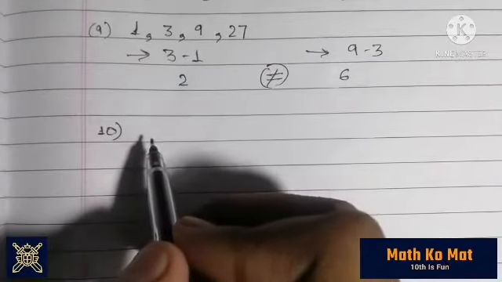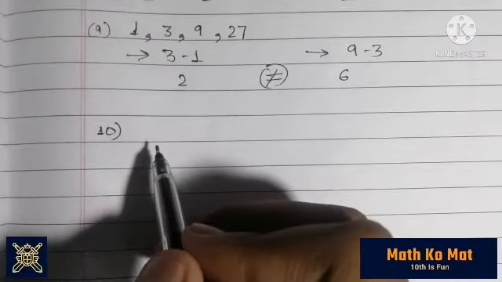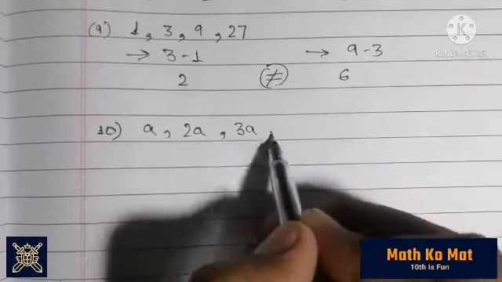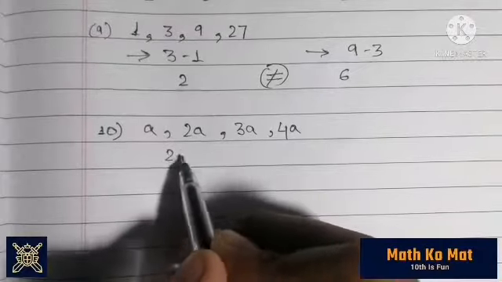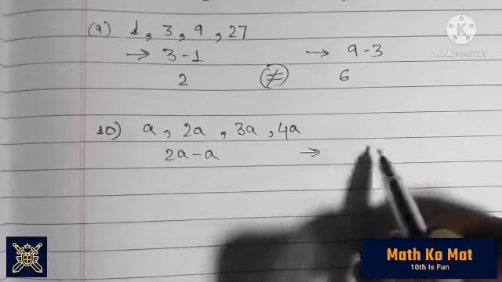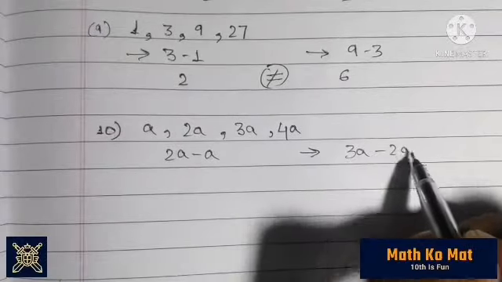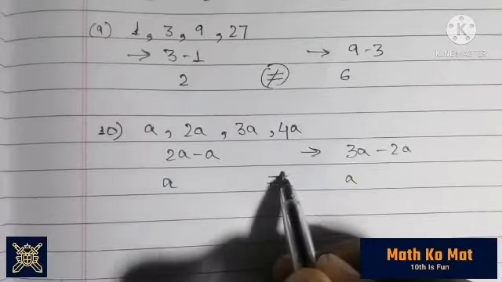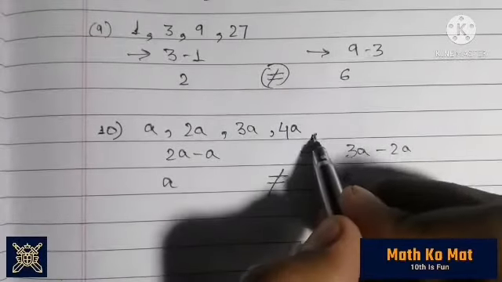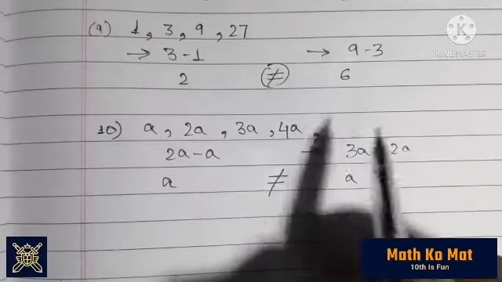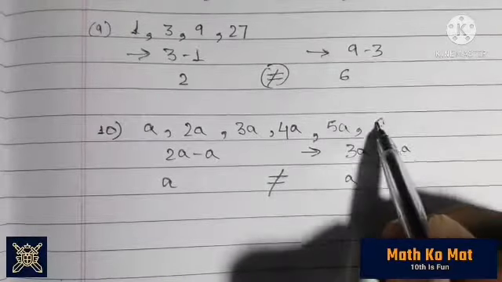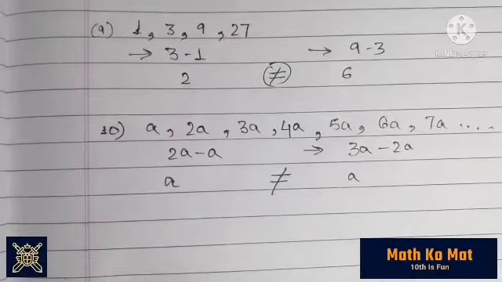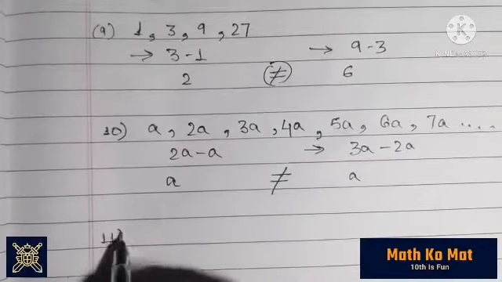For the 10th question, we have A, 2A, 3A, 4A and so on. Again, we'll check the difference between 2A and A and the difference between 3A and 2A. So 2A minus A is A and 3A minus 2A is also A. So you are just going to add an A in the subsequent terms. So we have to find the next three also. So it is 4A, next 5A, 6A and 7A and so on, 8A, 9A, and it would continue forever. Now let's move on to the 11th part.